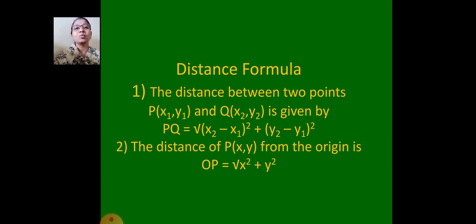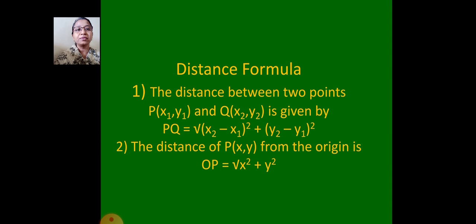So what is this formula? If P and Q are any two points on the Cartesian plane, and suppose the coordinates of point P are x1, y1 and the coordinates of point Q are x2, y2, then the distance PQ is given by the formula square root of (x2 minus x1) the whole square plus (y2 minus y1) the whole square. Children, now you are very well acquainted with this formula.